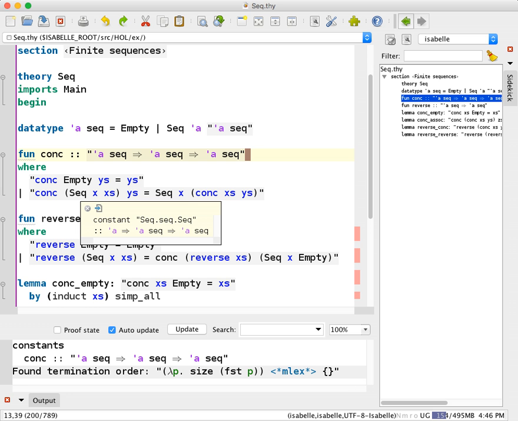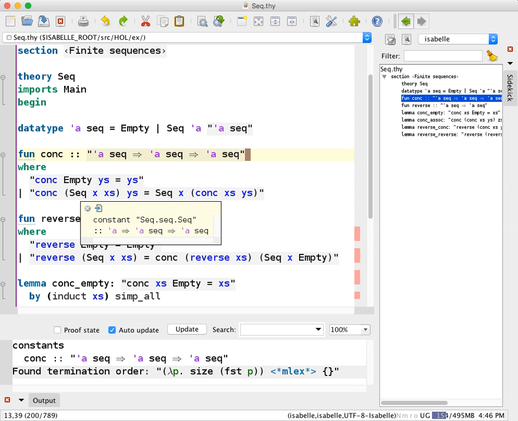Isabelle's main proof method is a higher-order version of resolution, based on higher-order unification. Though interactive, Isabelle also features efficient automatic reasoning tools, such as a term rewriting engine and a Tableaux prover, as well as various decision procedures.